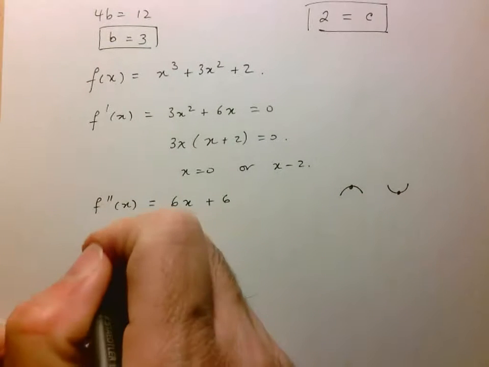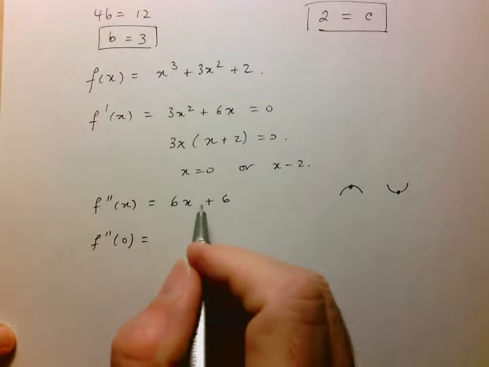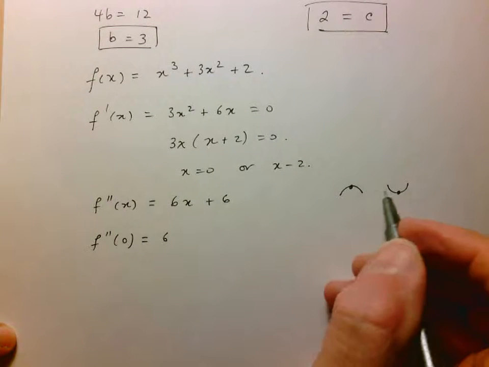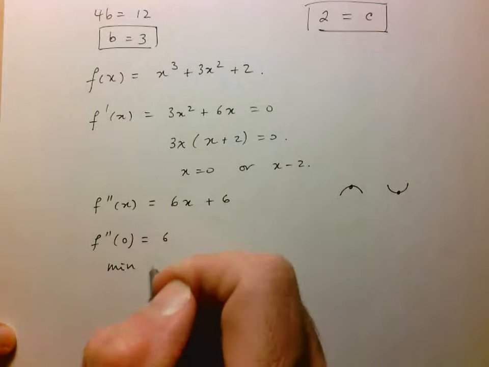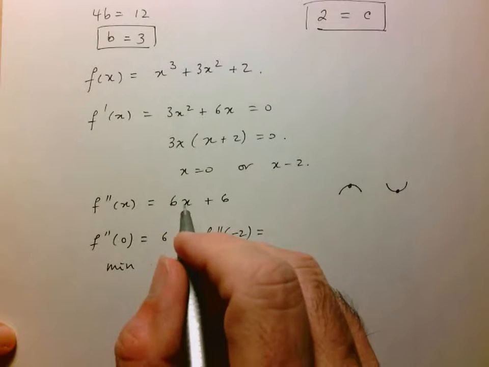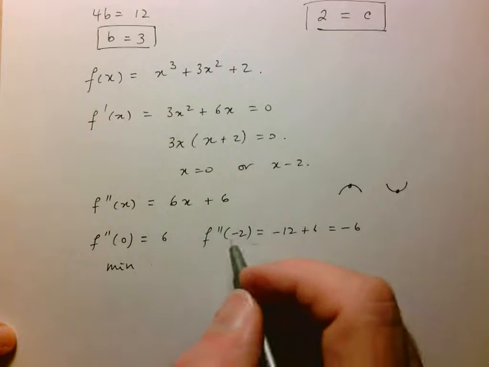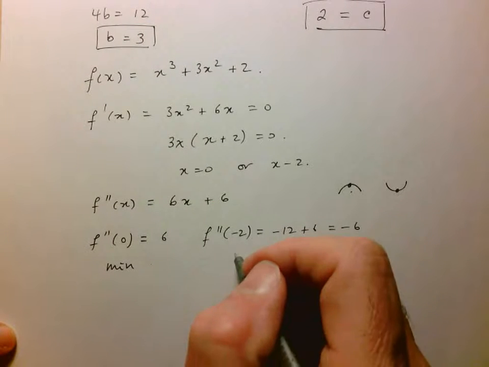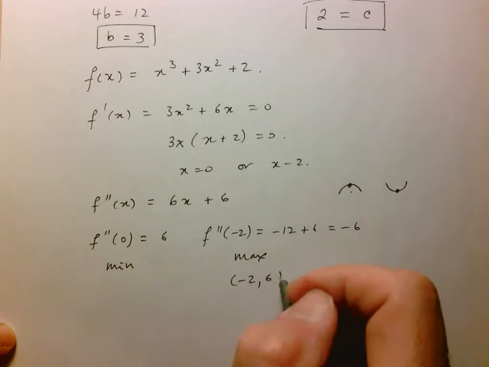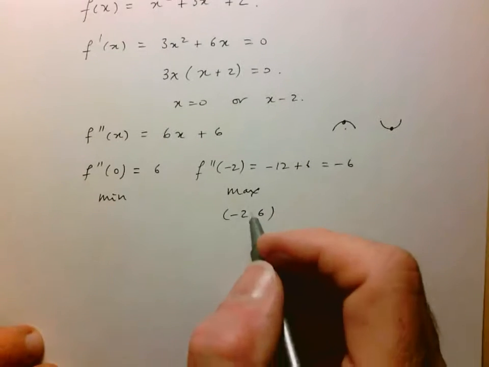Excuse me. So let's calculate f double prime at 0. So that just gives us 0 plus 6 is 6. It's positive. So at x equals 0, since it's concave up, we must have a min. Now let's calculate f double prime at negative 2. So here we have 6 times negative 2 is negative 12 plus 6 is equal to negative 6. So that means the function is concave down there, so we must have a max. Okay, so at negative 2, 6, since we already have that on the function, we have a max.